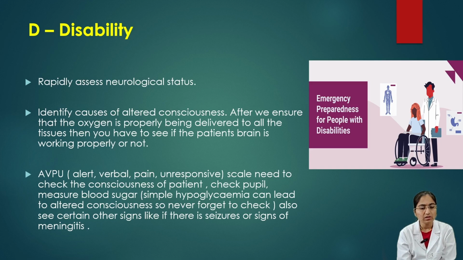Here, one scale is there, that is AVPU, which stands for alert, verbal, pain, and unresponsive. Using this scale you need to check the consciousness of the patient, check pupils, and measure blood sugar. Simple hypoglycemia can lead to altered consciousness, so never forget to check it. And then also look for certain other signs like a seizure or signs of meningitis.